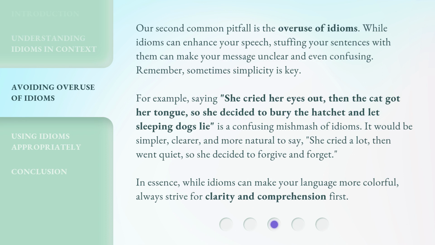For example, saying, "She cried her eyes out, then the cat got her tongue, so she decided to bury the hatchet and let sleeping dogs lie," is a confusing mishmash of idioms. It would be simpler, clearer, and more natural to say, "She cried a lot, then went quiet, so she decided to forgive and forget." In essence, while idioms can make your language more colorful, always strive for clarity and comprehension first.